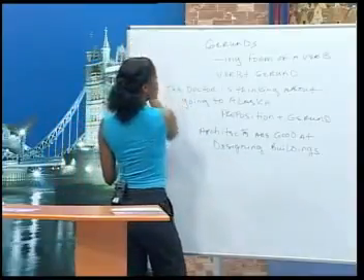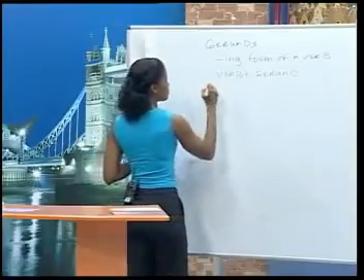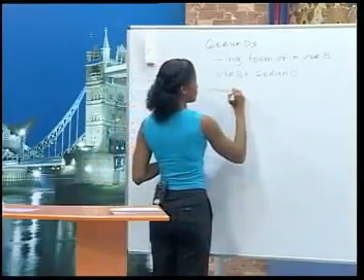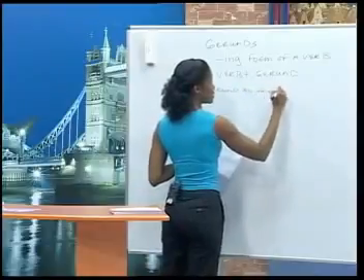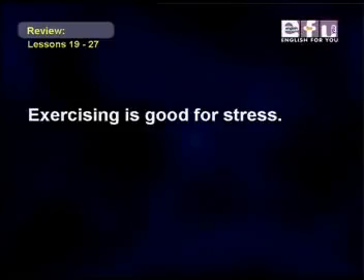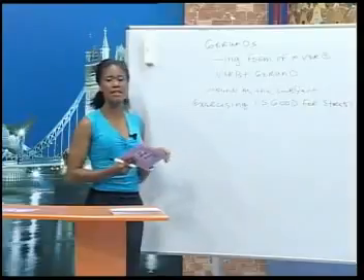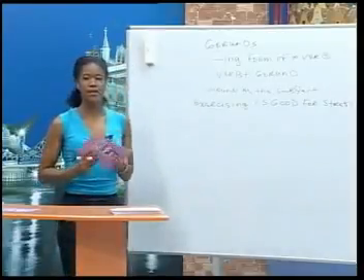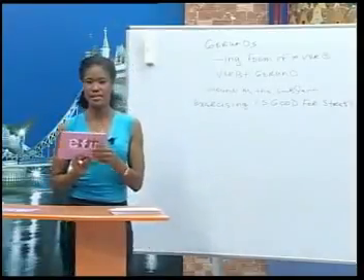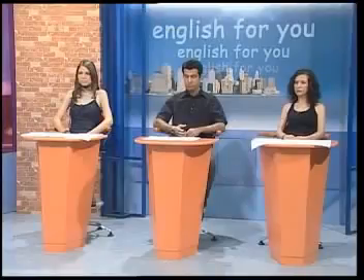Okay, or a gerund can be the subject of a sentence. Gerund as the subject. For example, our first sentence, exercising is good for stress. Okay? Exercising is good for stress, so your gerund as the subject. Okay, now we're ready to practice gerunds. Now, let's each say a sentence using a gerund, okay?